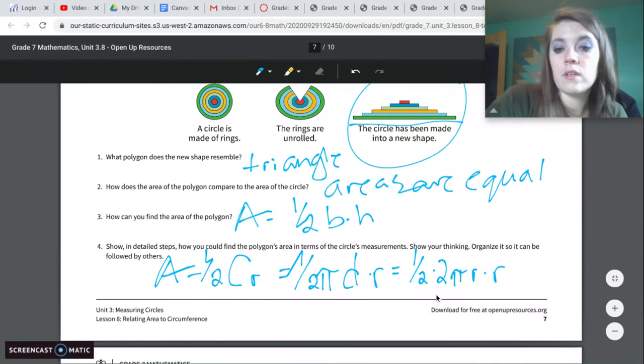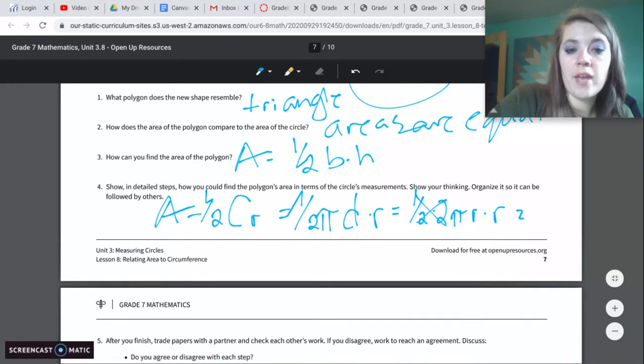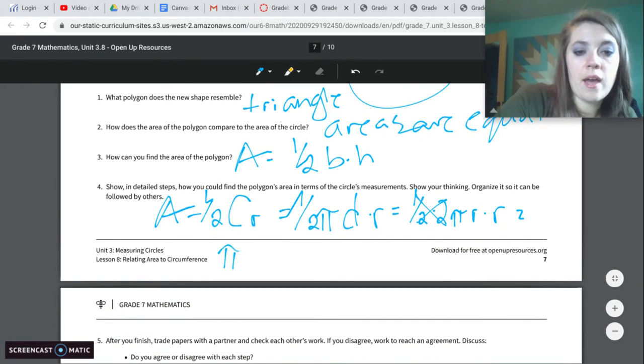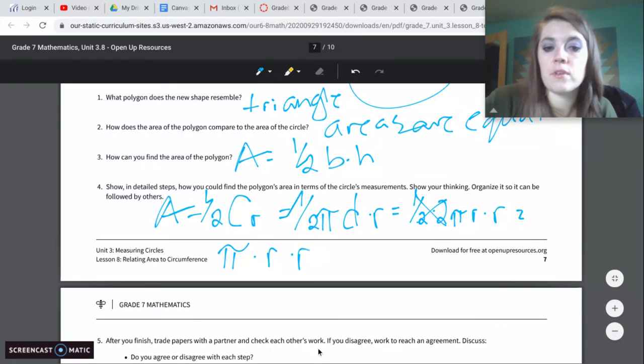Now, the 1/2 and the 2, what's going to happen with those? They're going to cancel out. So now we have pi times r times r, so we have pi times 2 of our radiuses. So if we multiply r and r together, the radiuses together, what happens? What happens when we multiply a variable times itself?